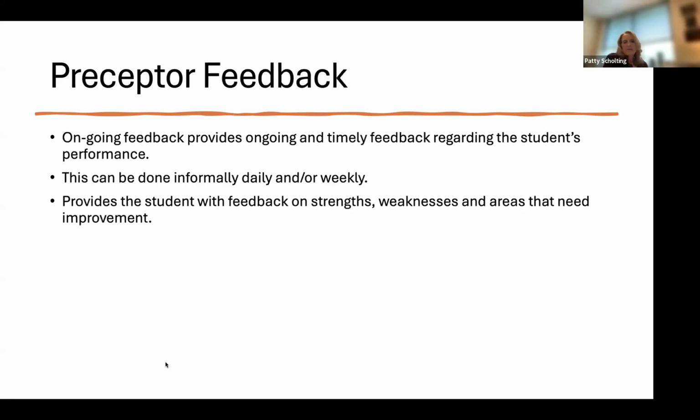Ongoing feedback provides ongoing and timely feedback. I think not waiting till the end of the rotation to really talk with a student in regards to their performance, but also talking with them possibly on a daily or weekly basis, sitting down with them, letting them know how they're meeting the expectations that you have provided for them and areas where they can use some improvement. It provides the student with feedback on their strengths or weaknesses, and also the areas and needs that need improvement.